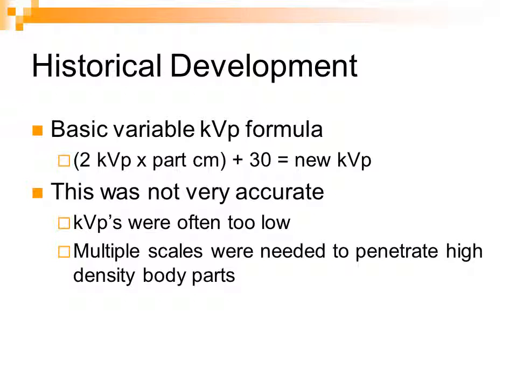Basic variable kVp formula. So 2 kVp times the part centimeters plus 30 equals your new kVp. It really wasn't very accurate. kVps were often too low, so multiple scales were needed to penetrate high-density body parts.